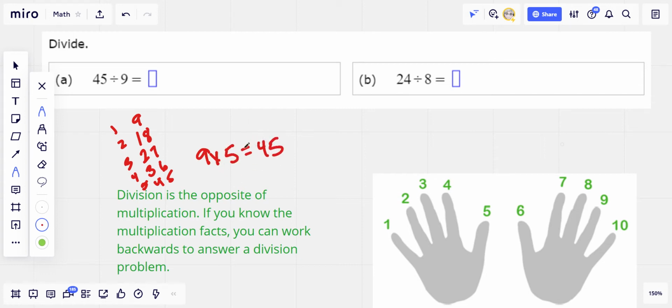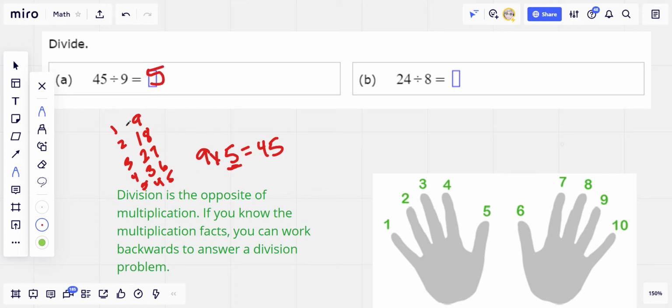That's the multiplication fact you're supposed to know. If you know that, then 45 divided by 9 is going to be that 5. Or 45 divided by 5 is going to be the 9. In this case, it's 45 divided by 9, so that is 5.